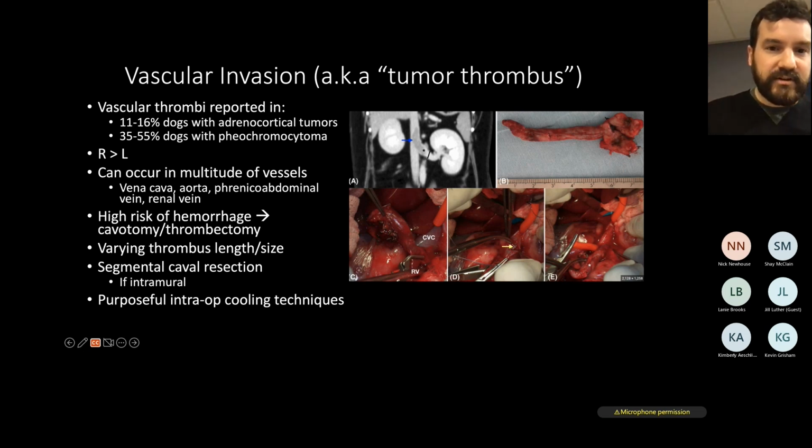So in this picture, I don't know if y'all can see it. There's a thrombus invading through the left renal vein up into the cava right there. And so you can see it was really long.